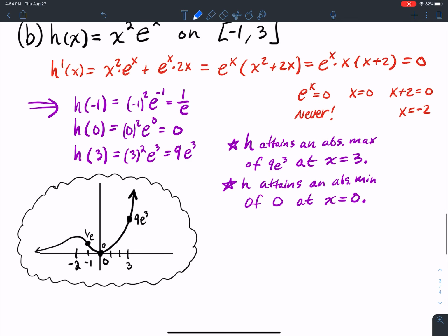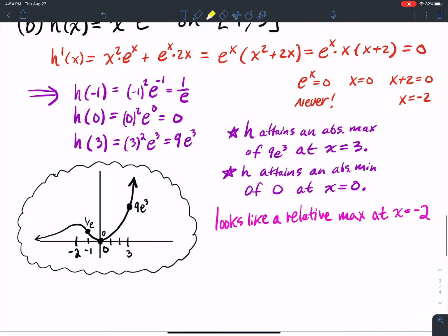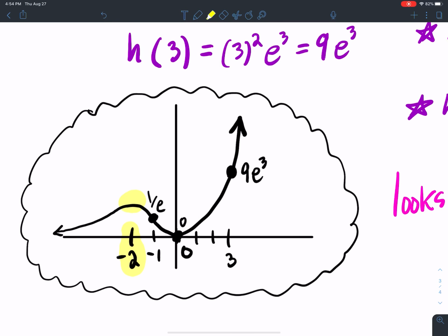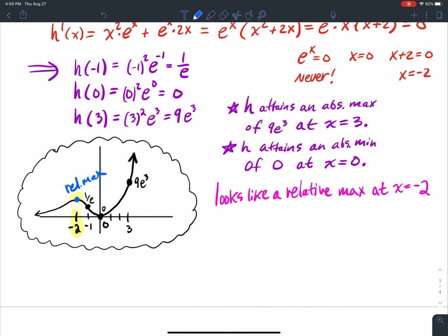Now let's just think about this for a second. We're done with this problem, but I want to end this video on this idea. At x equal to -2, it looks like we have a relative maximum. Wouldn't you say? That kind of looks like it's tipping out at a relative max. Maybe it is, maybe it's not. We don't have the tools yet to know if it's a relative maximum.